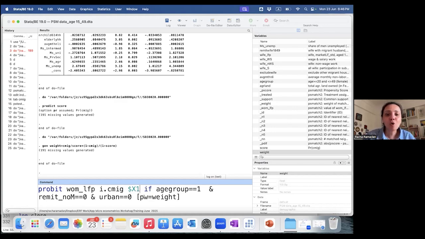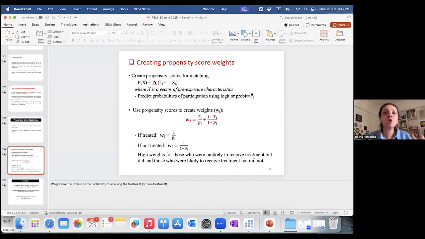So I will use the weight that I calculated, and this weight, as we saw in the presentation, will provide more weight for those who were not supposed to be treated given their characteristics but were treated, or those who were supposed to be treated given their characteristics but were not treated. So there was not a good match given their characteristics. I will give higher weight to them given the formula by which I calculate the weights.